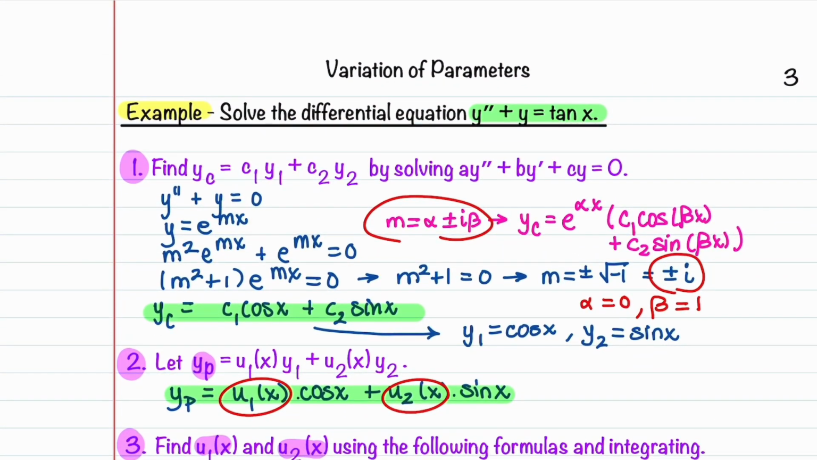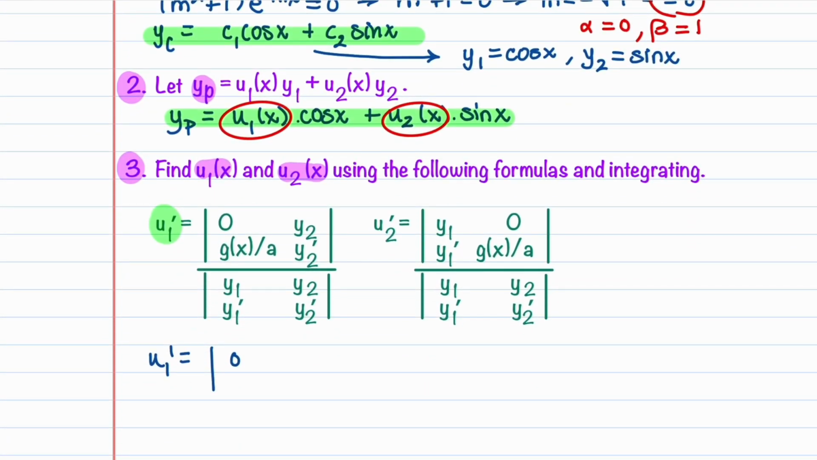So let's go back up to our original equation, and let's do some highlighting. G of x is tangent x, and then notice that there is a 1 multiplying y double prime. So let's make a note that a is equal to 1. Tangent x is g of x, so we have tangent x here. And then a is 1, so we just have tangent x. And then we have y2 up here on the right. There's our y2. It is sine x, so this is sine x. And then the derivative of sine x is cosine x.